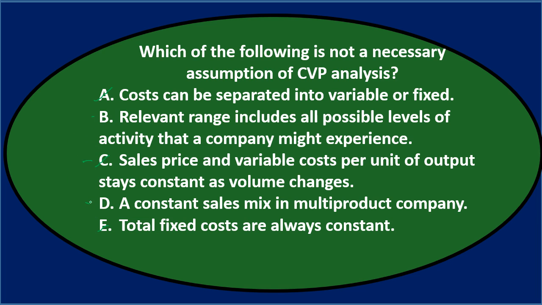D says a constant sales mix in multi-product company. That means we make multiple products, and if we make multiple products, we're going to have to use this constant sales mix in order to apply our tools of the CVP analysis. So based on that, we'll go with B as the final answer. Which of the following is not a necessary assumption of CVP analysis? B, relevant range includes all possible levels of activity that a company might experience.